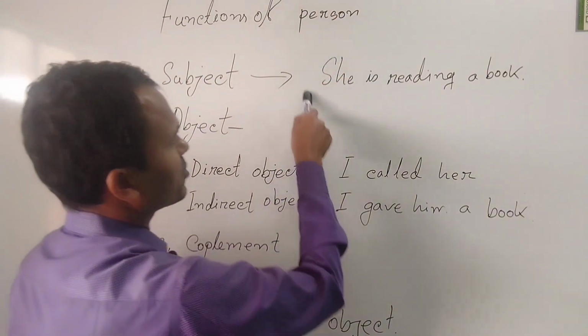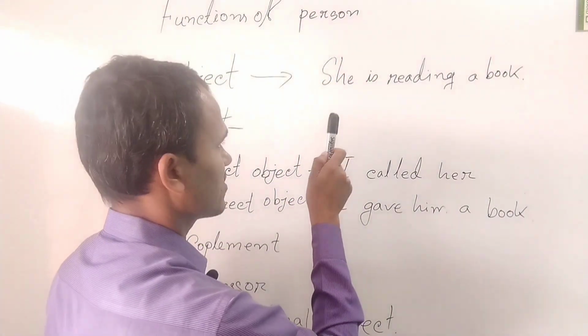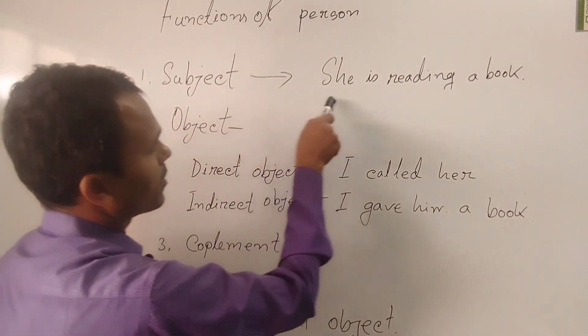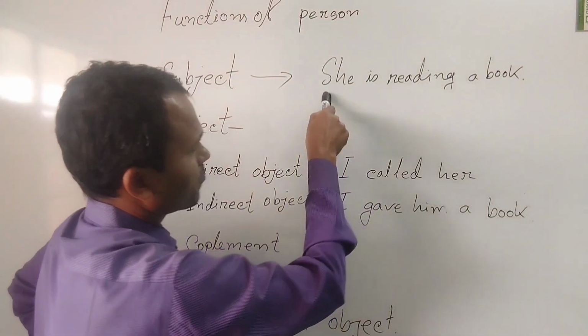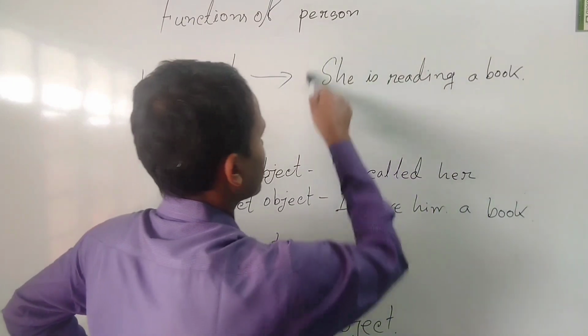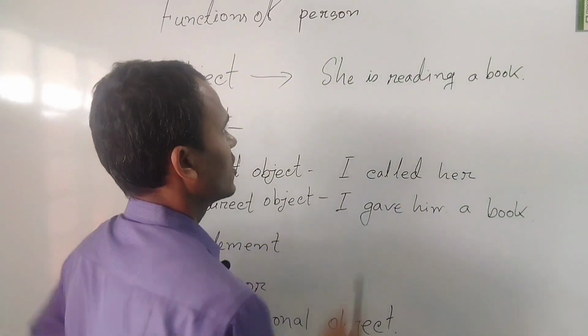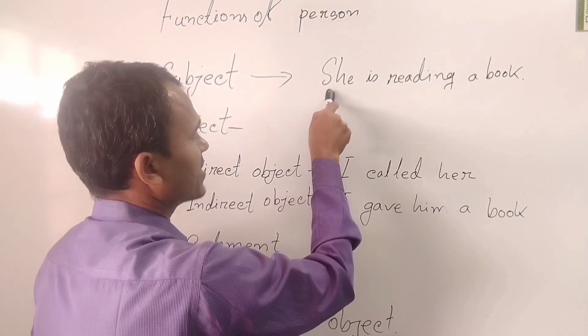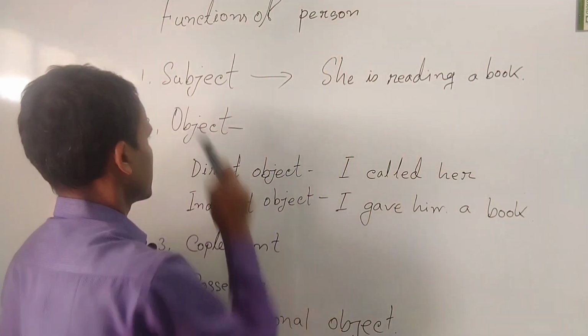Here we know she is a person. At the same time she is used as a subject. She performs the action of the sentence and she is the main focus of the sentence. So we can say that at the same time she is a person and she is used as a subject.